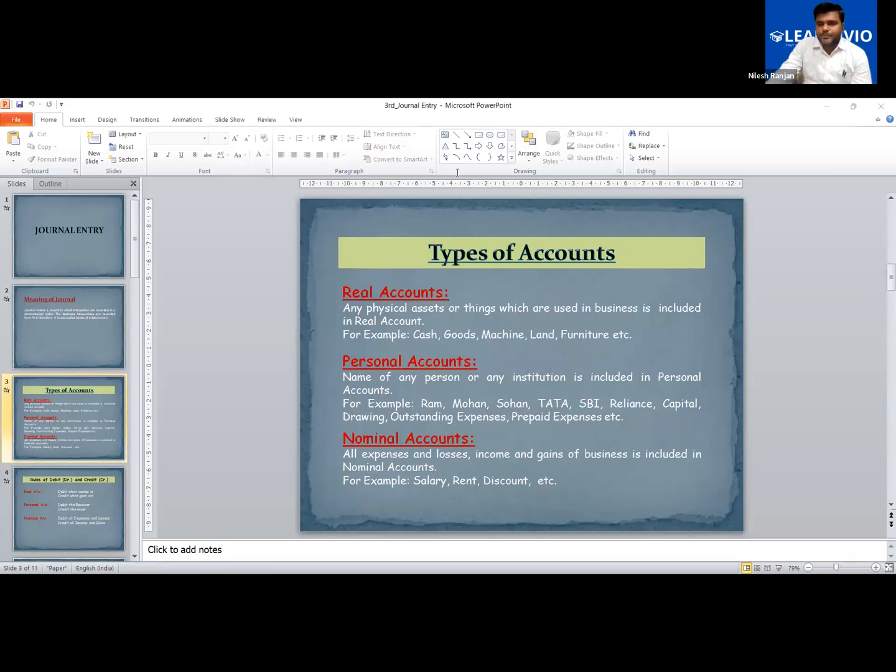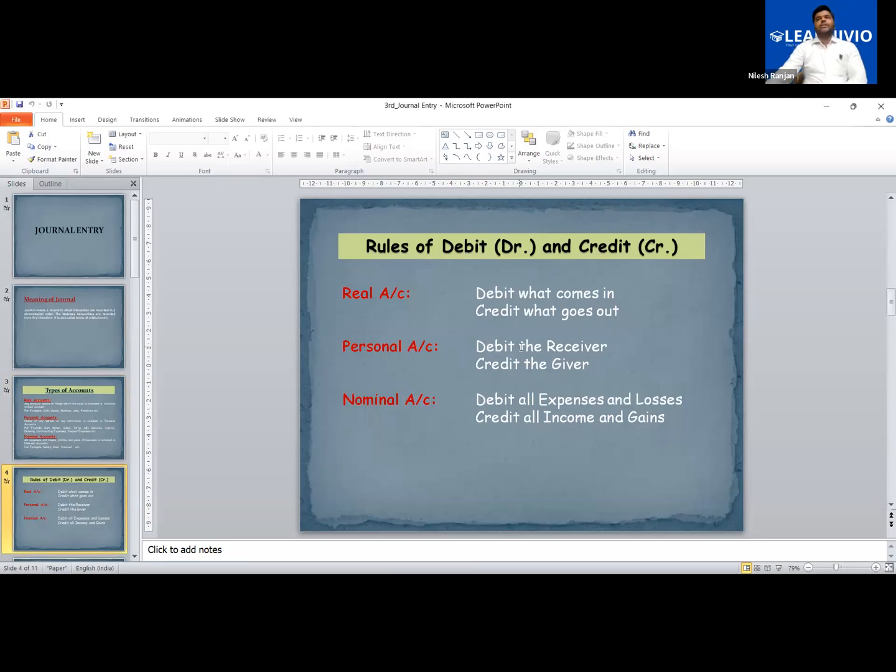Okay. So now the second account: debit the receiver, credit the giver. Whenever there is a name in the transaction, you have to see whether he is giving some item or receiving some item. But before that, you have to understand that if it is a two-side transaction, then we never write the name. You have to remember this. Like if we are purchasing goods for cash, let me write a transaction here. Just understand this.